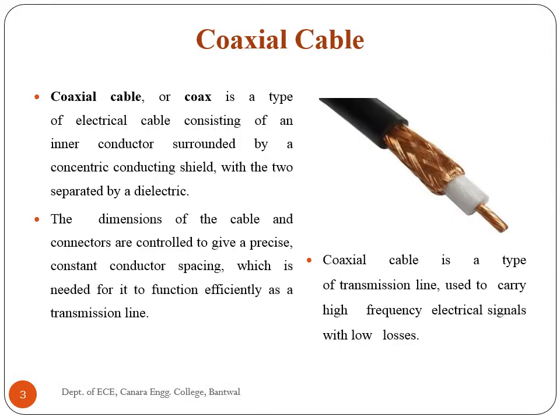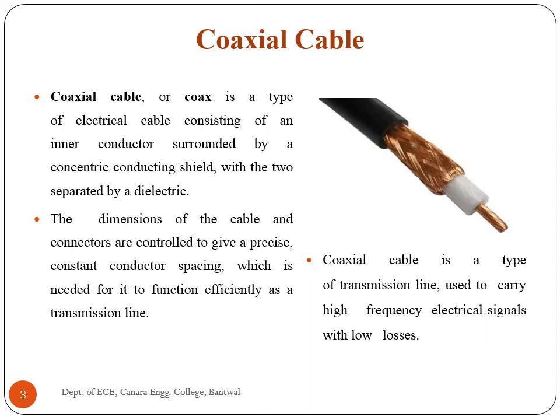The coaxial cable is the microwave passive device which is discussed in Module 2 of the Microwave and Antennas course. Coaxial cable is a type of electrical cable consisting of an inner conductor surrounded by a concentric conducting shield, with the two separated by a dielectric. Many coaxial cables also have a protective outer jacket. The term coaxial refers to the inner conductor and the outer shield sharing a geometric axis.